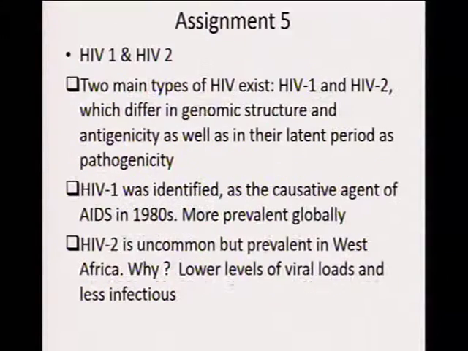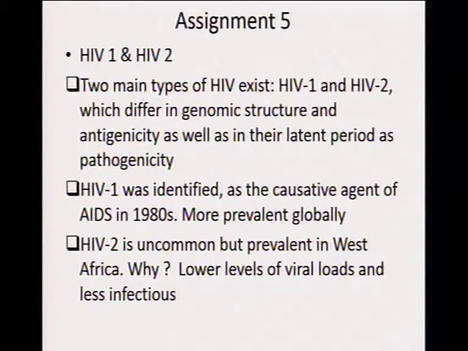So these are some of the things that you can bring out in your assignment. Now, when we look at assignment number 5, it actually just looks at the strains of the two HIV viruses, which are quite popular in the world. The two types of HIV virus are type 1 and type 2. They just differ in the genomic structure, but at the end of the day, they are quite fatal.